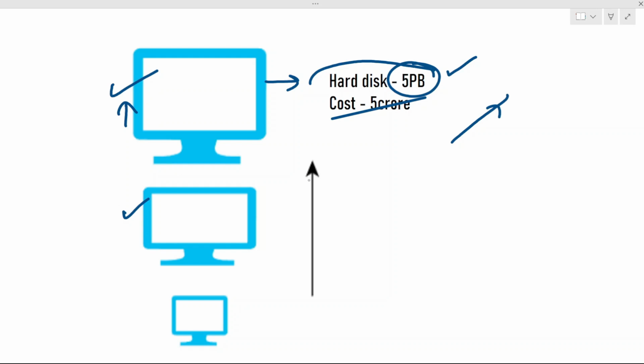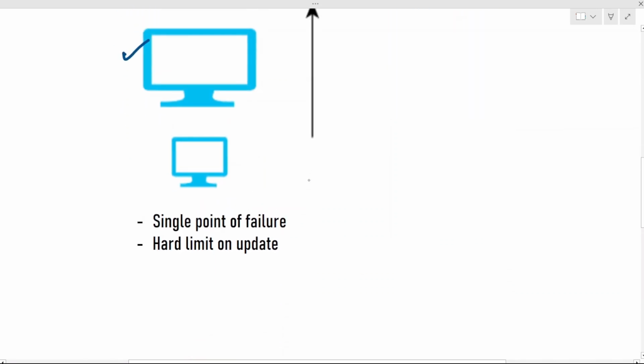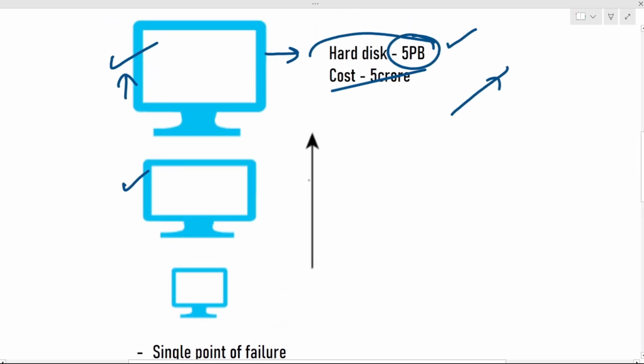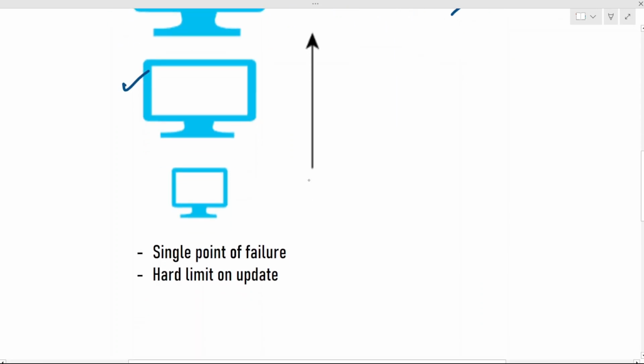The first one is that it acts as a single point of failure. And the second one is that there is a hard limit on the tech up to which you can upgrade. You can't say you'll give 10 crores and buy 10 petabytes of hard disk space on a single machine, because there is a technical hard limit. So the two important drawbacks of vertical scaling are the single point of failure and the hard limit on the upgrade.